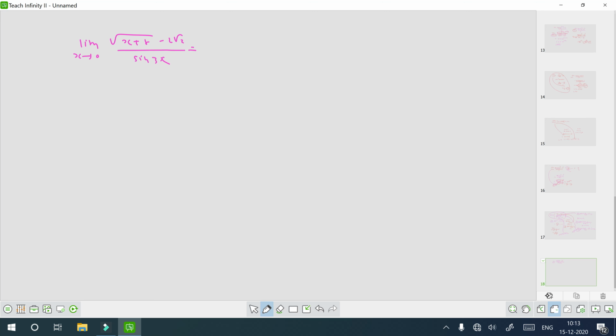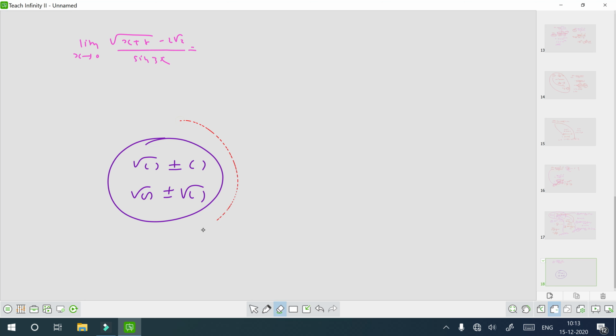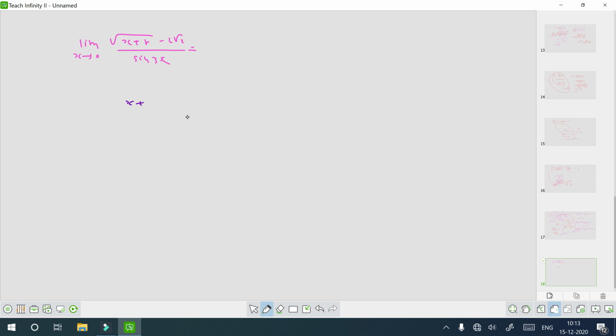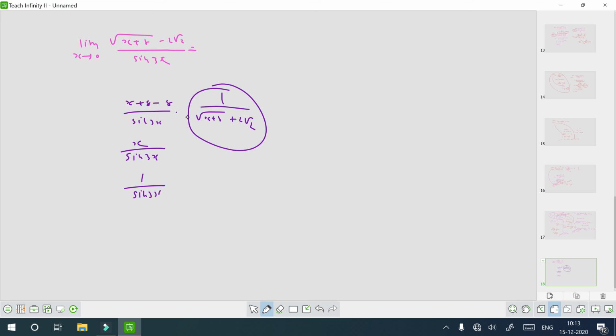Here, we know that whenever root something plus or minus something, or root something plus or minus root something, is given to us, then we have to rationalize. So first of all here we need to rationalize. Directly we can write (x plus 8 minus 8) over sin 3x into 1 over (root of x plus 8 plus 2 root 2), put as it is. Now what do you get? x over sin 3x. Can I write 1 over sin 3x over x, multiplied and divided by 3? So that comes in as it is.